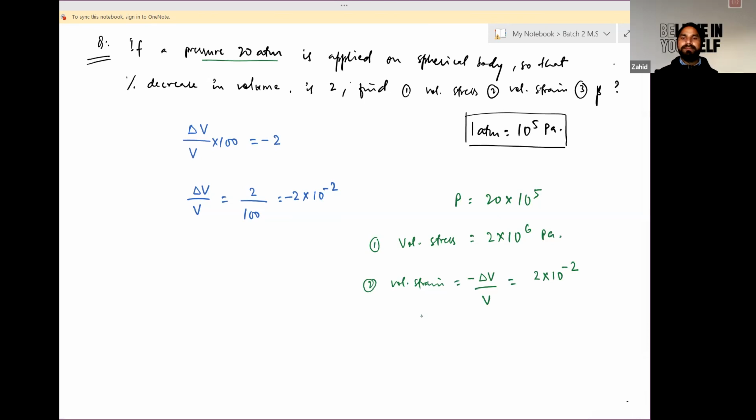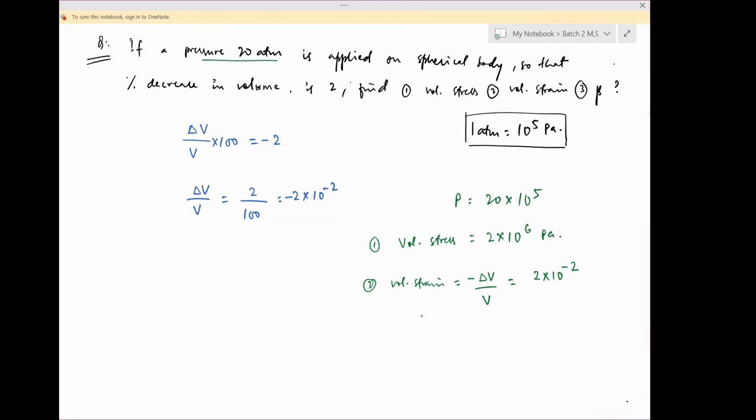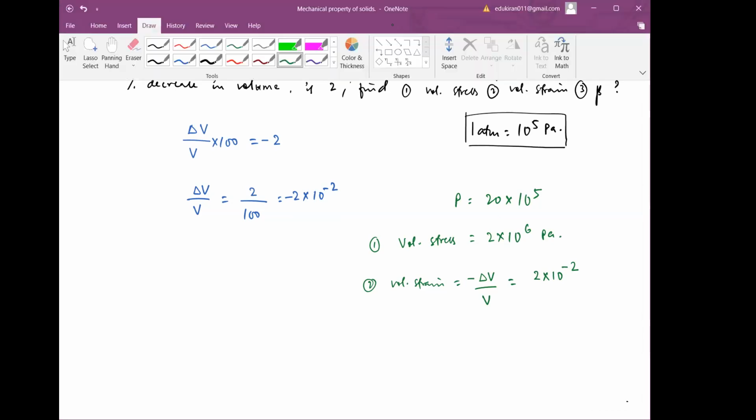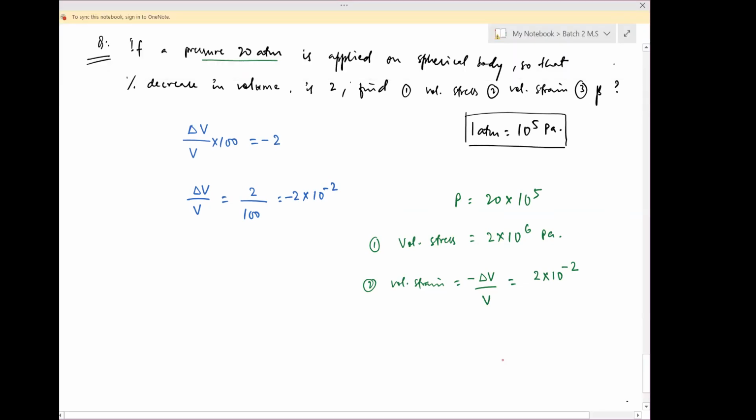Asma, is it clear? Very clear. Good, Samaira.